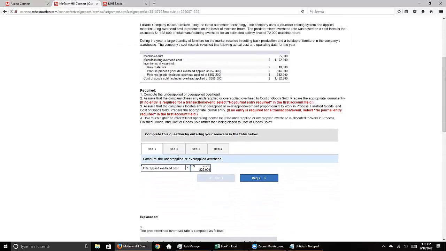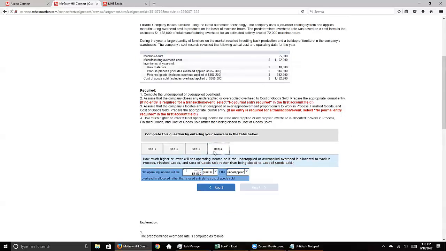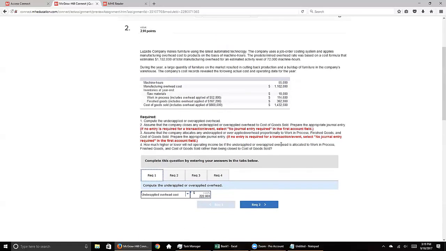In this particular homework problem, you're asked to compute under or over applied overhead, come up with a journal entry to close out that under or over applied overhead, and then several other things. If this were a test question, it would likely stop at requirement 1, calculating under or over applied overhead, and it would be a trimmed down version of this setup. There's a lot of extraneous information here that you don't need. In a test setting it would have to do with the predetermined rate, what they use to apply overhead, and some basic information about what actual overhead was. Then the one calculation would be just the under or over applied overhead.